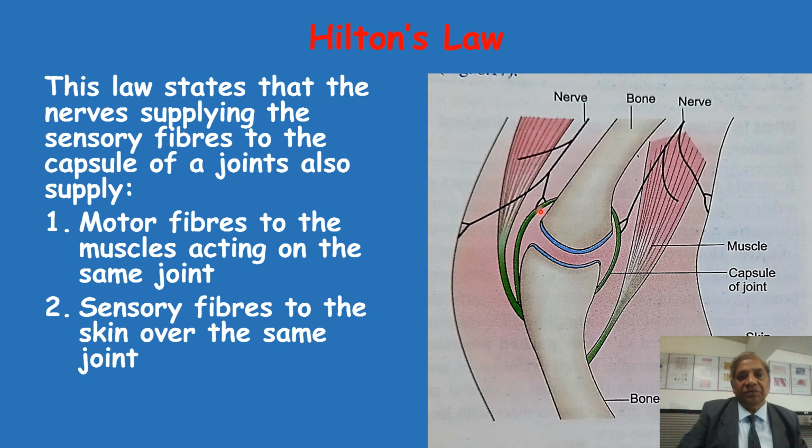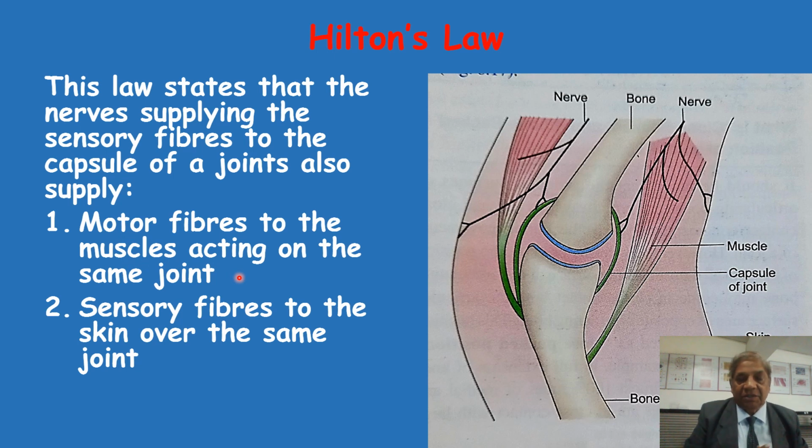It has a cutaneous innervation to the skin, and it has innervation to the joint. So you have seen that the nerve which is close to the joint will have innervation to the muscle, to the skin and to the joint. Now let us come to what is Hilton's law. This law states that the nerve which is supplying sensory fibers to the capsule of the joint, and not only to the capsule but to the ligament and to the synovial membrane of the joint, will also supply motor fibers to the muscle acting on the same joint.